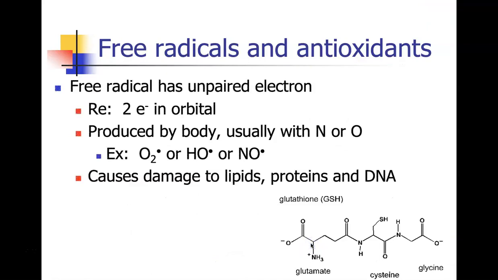Okay. So you may have heard mention of free radicals and antioxidants if you're looking at health or nutrition. And so what this really means in terms of science is that a free radical has an unpaired electron. Okay. And usually it's produced by the body, usually with an N or an O. And it can cause damage to lipids, proteins, and DNA. So one reason why this has come up in health is that it's been hypothesized that free radicals can cause damage and promote aging, for example.